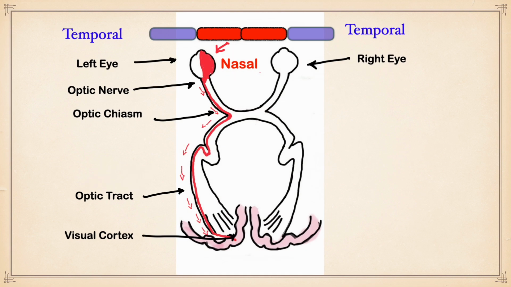Light from the nasal side of the visual field enters the eye on the nasal side. It then crosses and hits the temporal retina, which then converts the light rays into electrical signals, which then proceed down the visual pathway, starting with the optic nerve, going to the optic chiasm, to the optic tract, ending in the visual cortex part of the brain for processing.